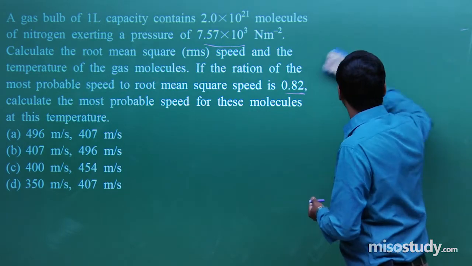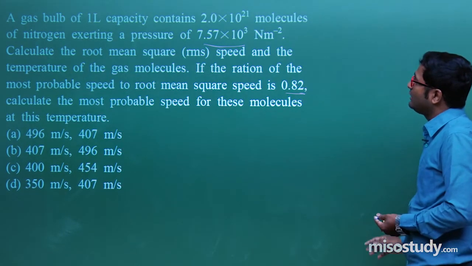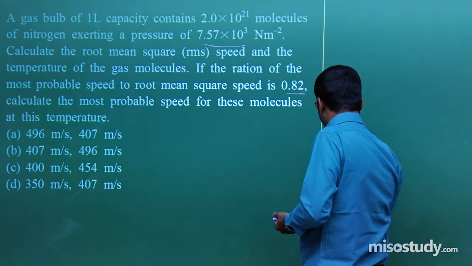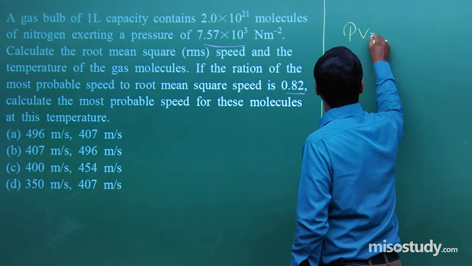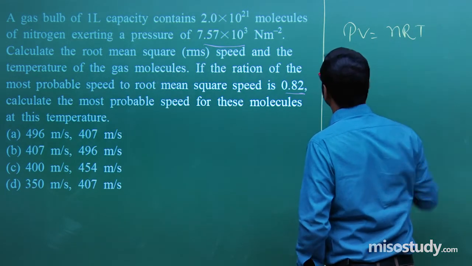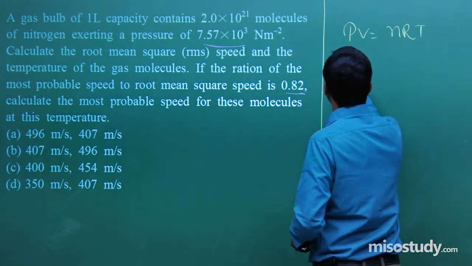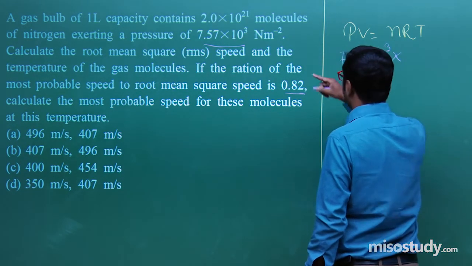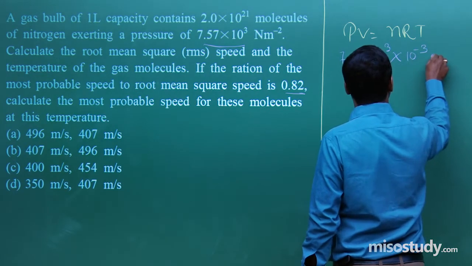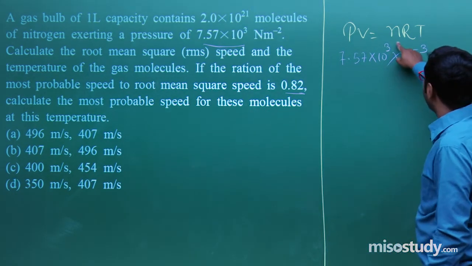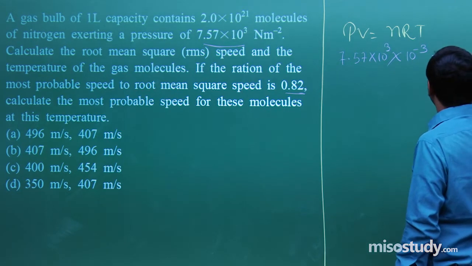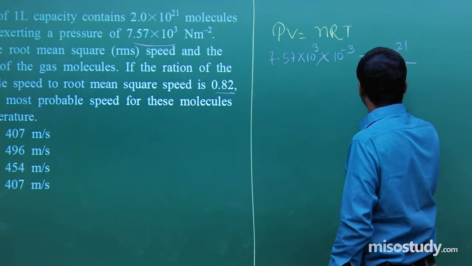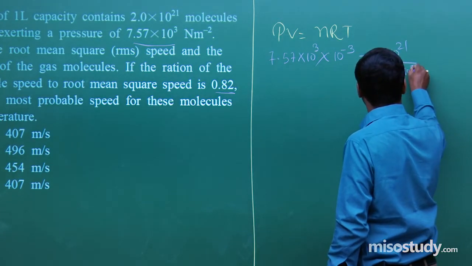Clear to you? It's very simple. Now first of all, let's focus on the topic, that is we have to find the temperature. As we know, PV is equal to nRT. Clear? P is 7.57 into 10 to the power 3 and volume is 1 liter, that means 10 to the power minus 3, and number of moles, that is the given molecules, 2 into 10 to the power 21 upon 6.022 into 10 to the power 23.